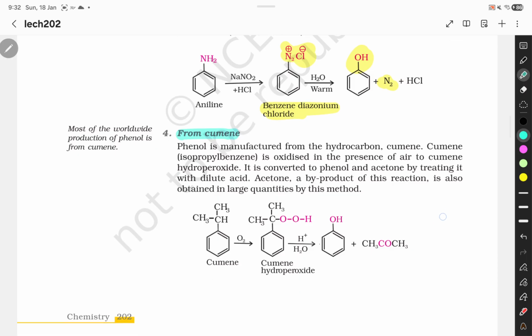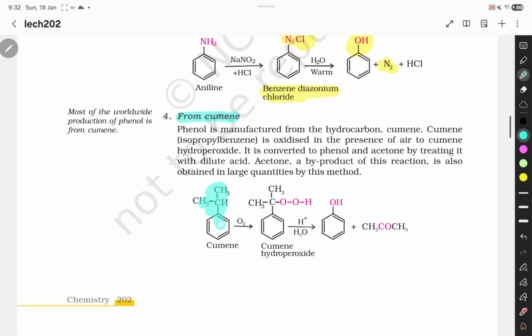And then you have cumene. Okay, this is very important because they've asked the intermediate, they've asked absolutely everything from here. It is converted to phenol and acetone. They've also asked the side product, so make sure you are remembering the side product as well.